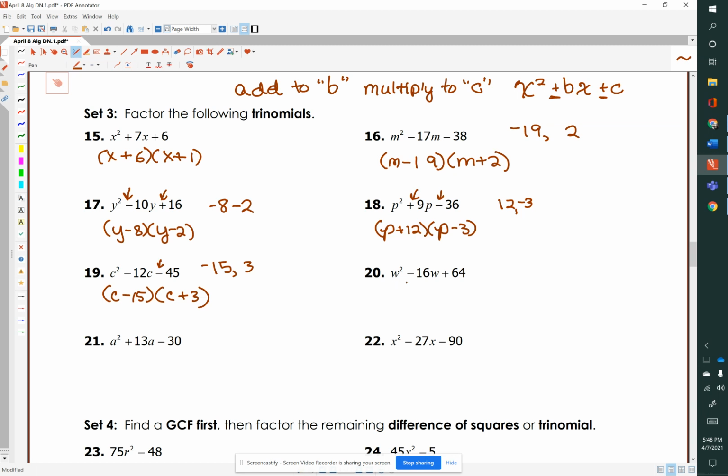Number 20, w squared minus 16w plus 64. I need something that adds to 16 and multiplies to 64, and they're both going to be negative. And we're going to have a negative times a negative equal a positive. So if I took negative 8 and negative 8 and multiplied them, I would get a positive 64. If I add them together, I will get negative 16. So that would give me w minus 8 times w minus 8. And when we have the exact same thing like that, we write it w minus 8 squared. And that is the final answer.